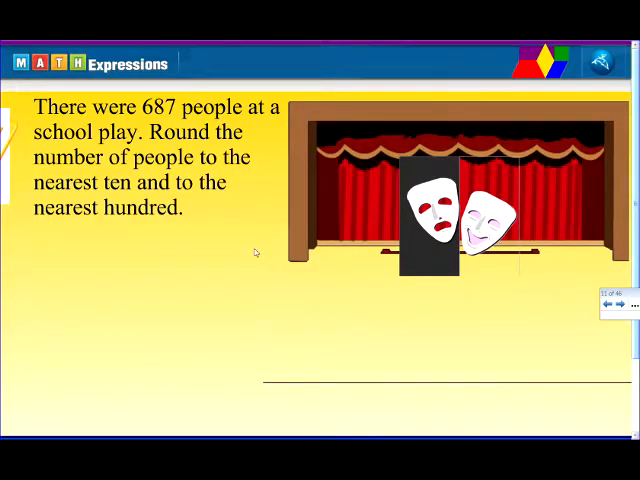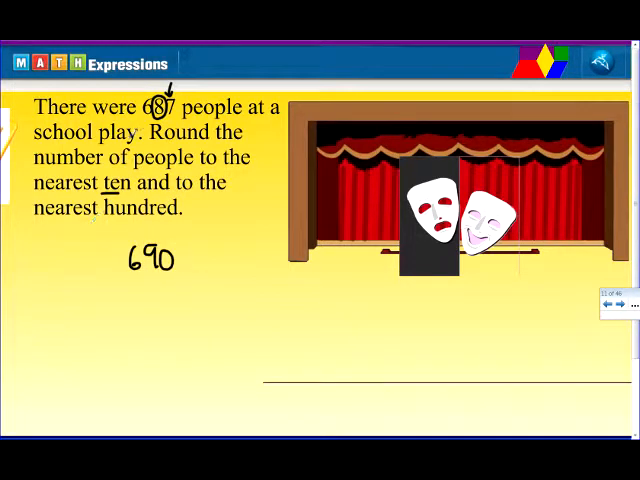There were 687 people at a school play. Round the number of people to the nearest 10 and to the nearest 100. Well, if we take 687, we look at rounding to the nearest 10. We're going to look at the ones column to see if we need to round up or down. We look at that 7, and it's beyond 5. So we're going to say that is 690. 690 is the nearest 10.